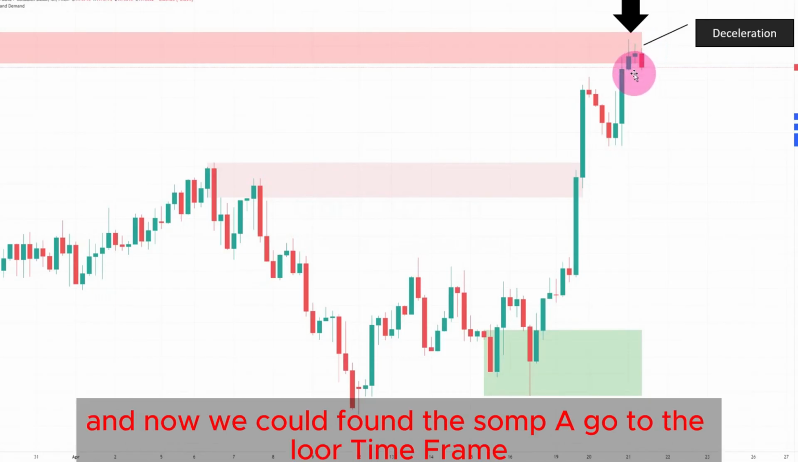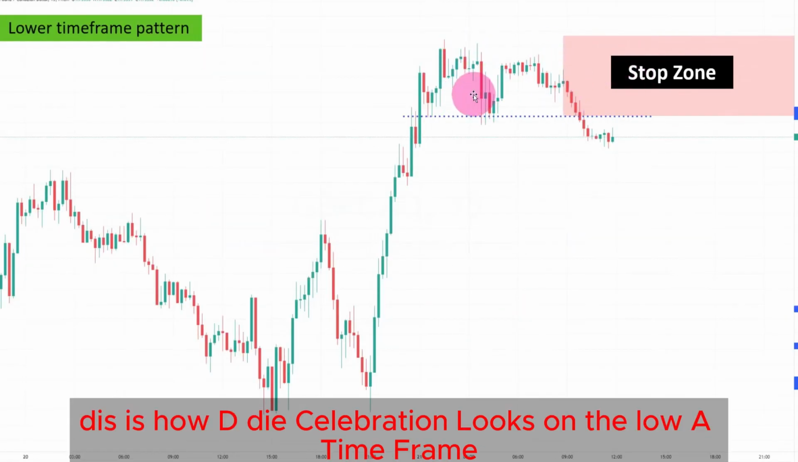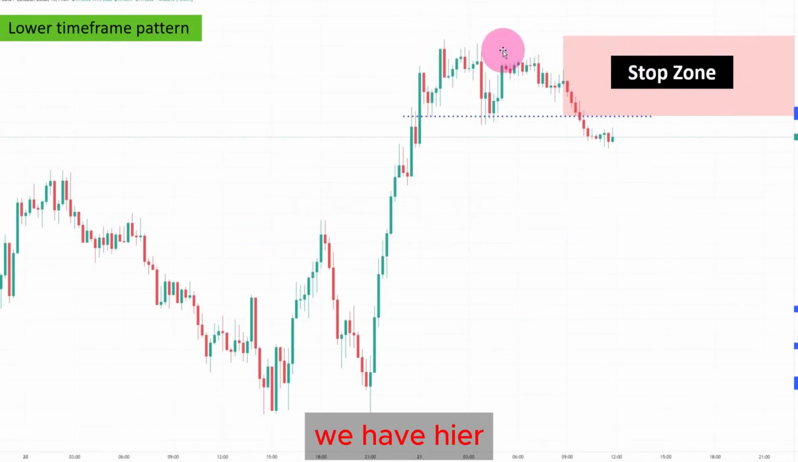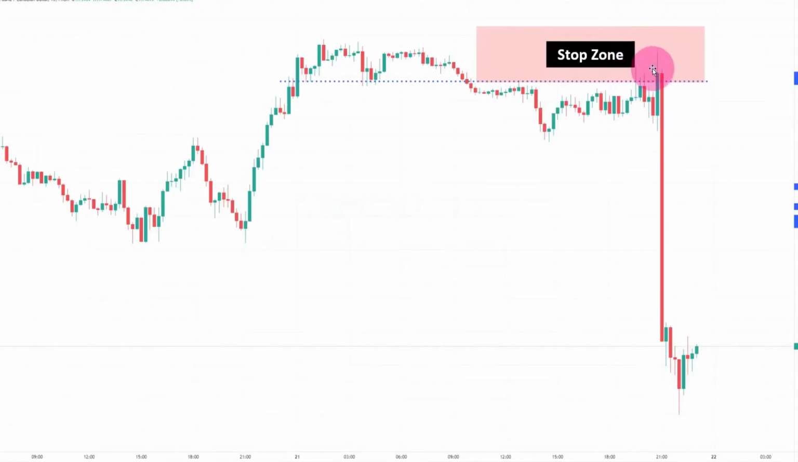And now we could, for example, go to the lower time frame, 15-minute. This is how the deceleration looks on the lower time frame. We have here a double top, lower highs. We have the breakout, and that could be your entry, or if you wait for a stop run, you can see it happen afterwards. A lot of selling going on afterwards. Very, very strong reaction here. So very interesting study, and we can slowly start putting things together.